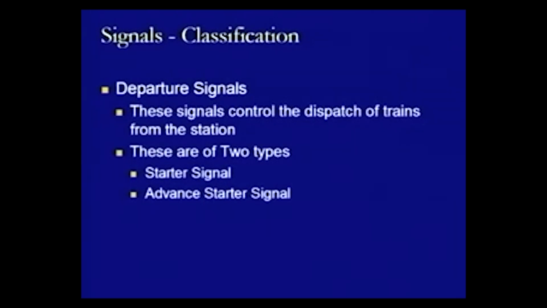Again, these are on the basis of the same sort of condition as we have seen for the home signal and the outer signal. The home signal we have observed was just at the doorstep of the station. Similarly, here we will be looking at the starter and the advance starter signal.